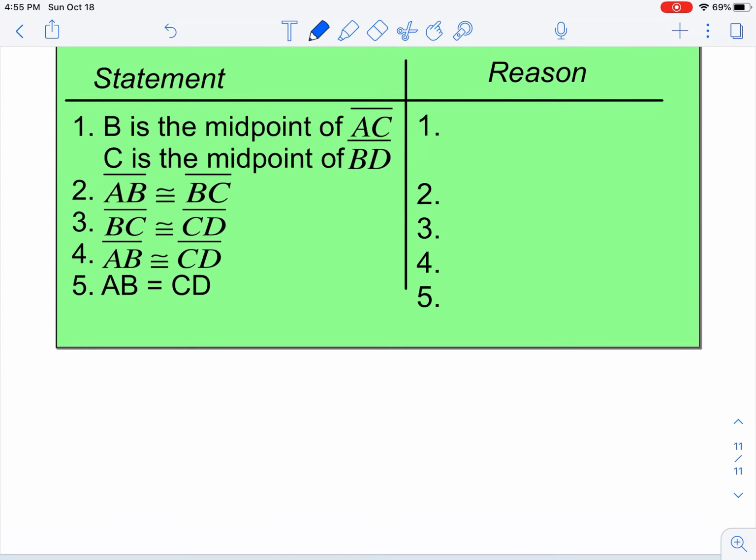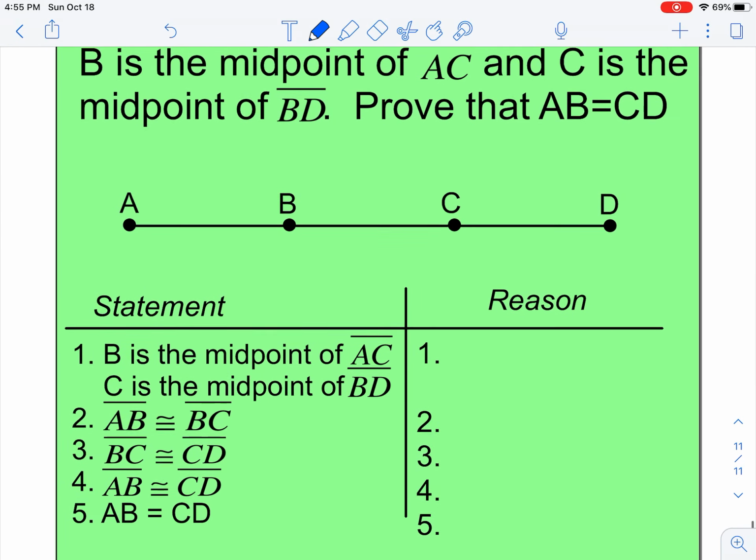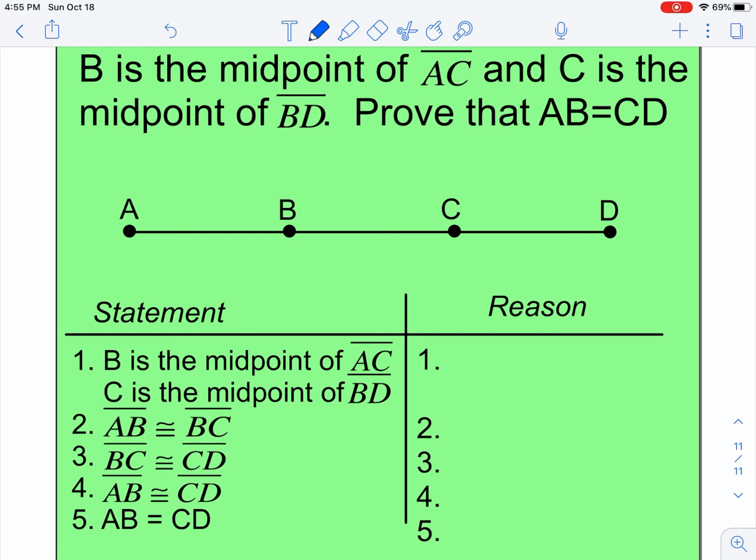All right, so we have one more. I'll go through this one together. Again, you may want to try these proofs on your own a second time and watch the video to see if you're getting it correct. The more times you repeat and do the same proof over and over, the better you will get at doing these proofs. All right. B is the midpoint of AC and C is the midpoint of BD.